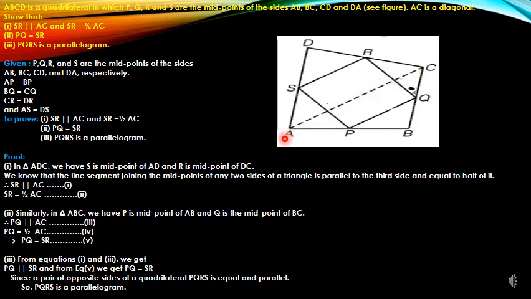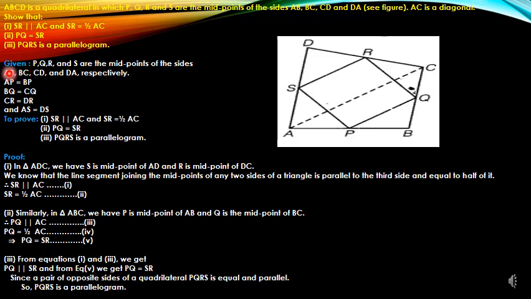So using all this information you're expected to prove the following. First one, SR parallel to AC and SR is half of AC. SR is this line segment. You should be proving that SR is parallel to AC, also SR is half of AC. Second one, PQ is equal to SR. And the third one what you have to prove is PQRS is a parallelogram. You can see there is one more quadrilateral inside. You should be proving that it is a parallelogram. Now let us see how to prove all these three.